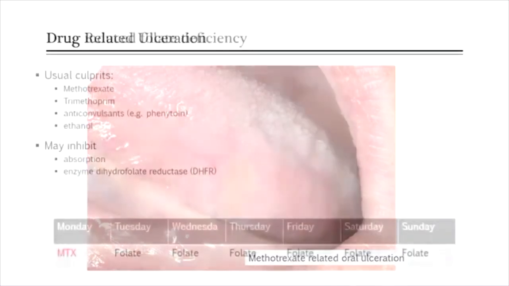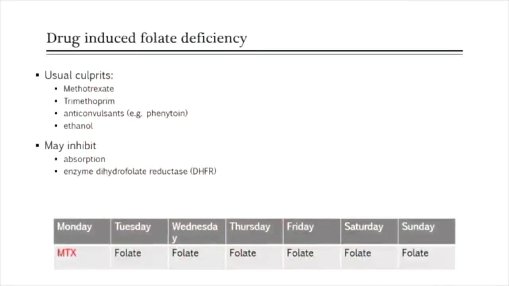So methotrexate is definitely a medication that is known to be associated with oral ulceration, but we actually think that it's probably more related to the effect of methotrexate on folate metabolism, okay? Which is why it actually is a hematinic deficiency ulceration rather than a non-specific drug-related ulceration in some ways, but happy for it to be called drug-related ulceration.